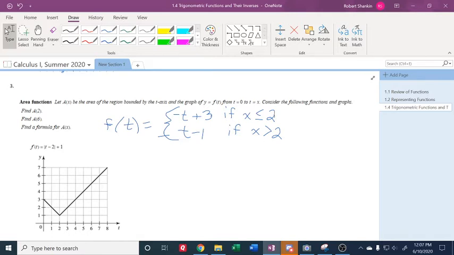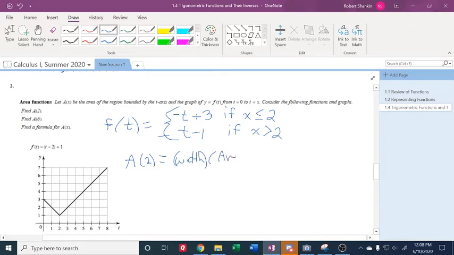All right, for A of 2, the inefficient way to do it would be to get the area of this triangle and then the area of this rectangle. That's actually pretty quick though, but it's not as efficient as this way. You take the width times the average height.